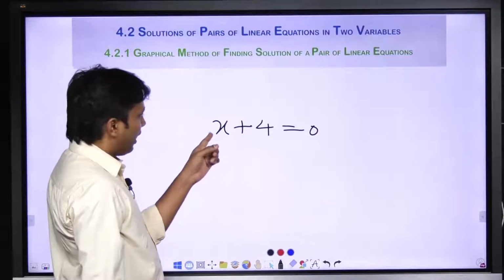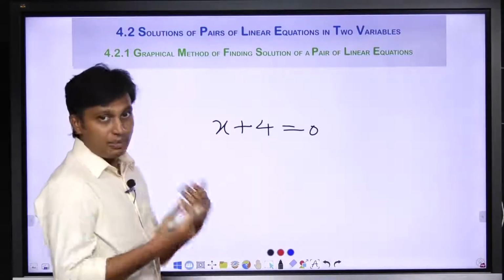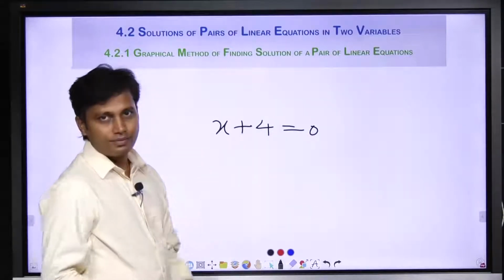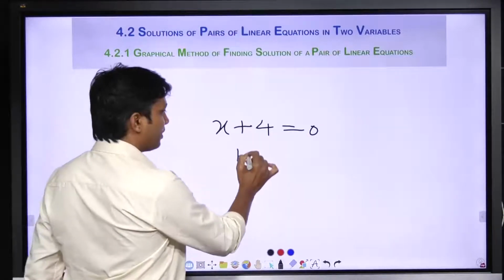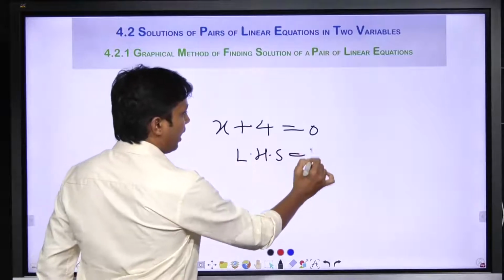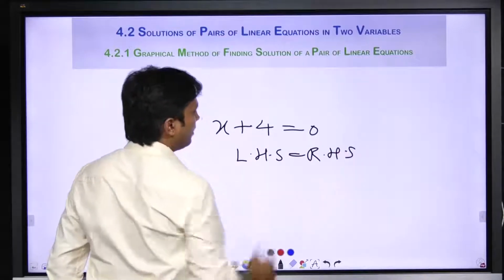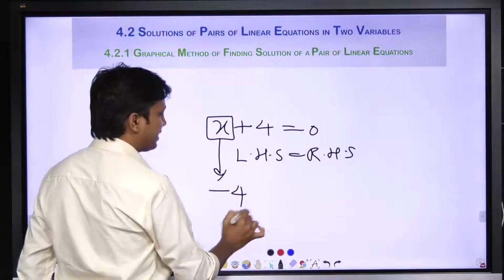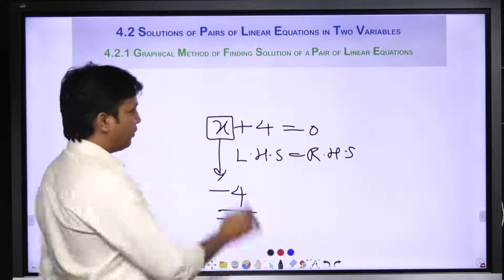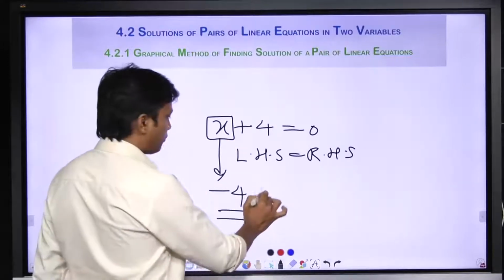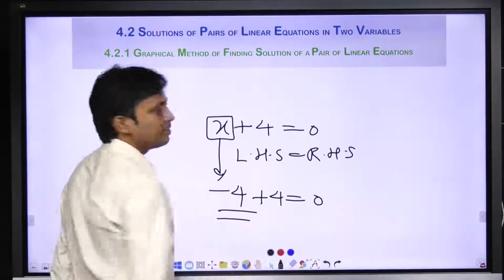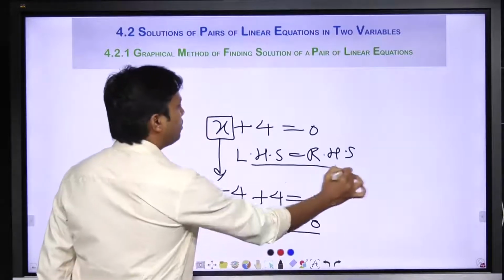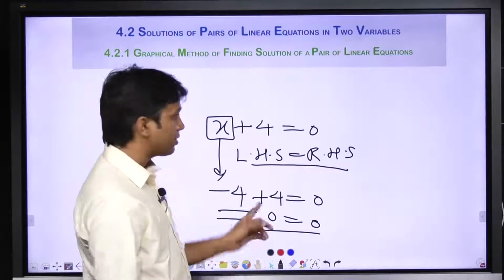In place of x, what number should be substituted to make it 0, so that LHS is equal to RHS? Is x equal to minus 4 such a value or not? If you put x equal to minus 4, then minus 4 plus 4 is equal to 0. So here 0 equals 0. LHS equals RHS, so this is called a solution.